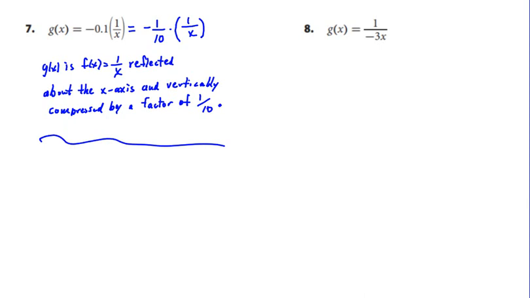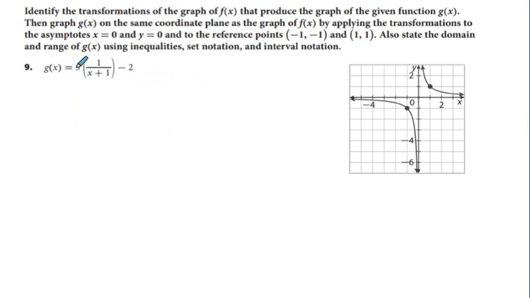Next, we're getting to the section here where we're given a graph of the parent function f(x) equals 1 over x, and we're asked to, based on g(x) equals whatever it is, find out what the different parameters do to transform this graph of the parent function, and it gives us 2 reference points to consider.